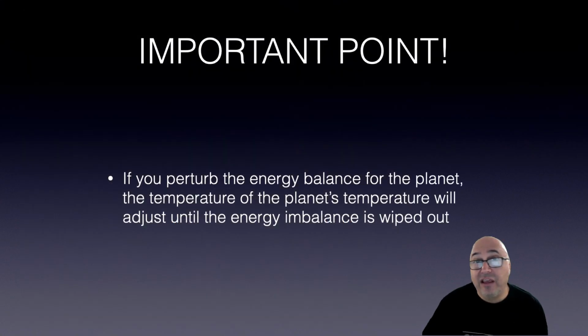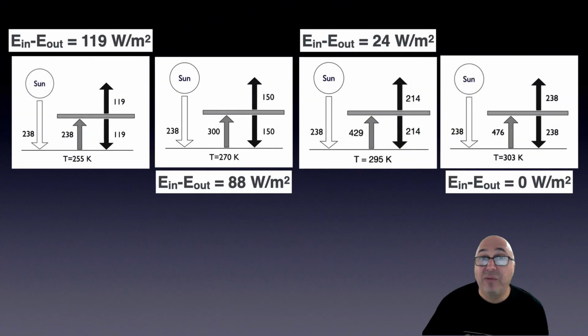So this is the key thing to understand. If energy in does not equal energy out, then the planet's temperature will adjust in such a way as to wipe out the energy imbalance. This summary slide shows how the addition of an atmospheric layer to a 255 Kelvin planet, which generates an energy imbalance, warms the planet until it reaches 303 Kelvin, at which point the planet is back in energy balance.